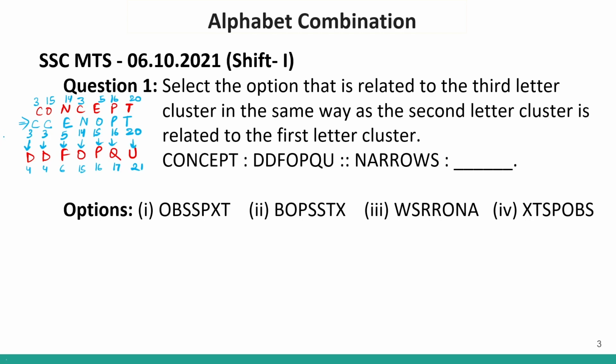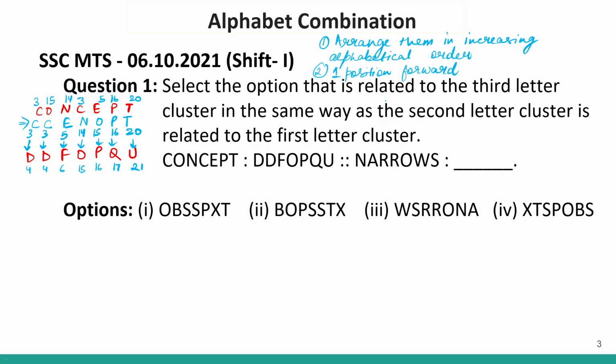So we solved this question in 2 steps. First step was to arrange them in increasing alphabetical order. This is your first step, right? Second step is to go one position forward for each letter, right? 2 steps.